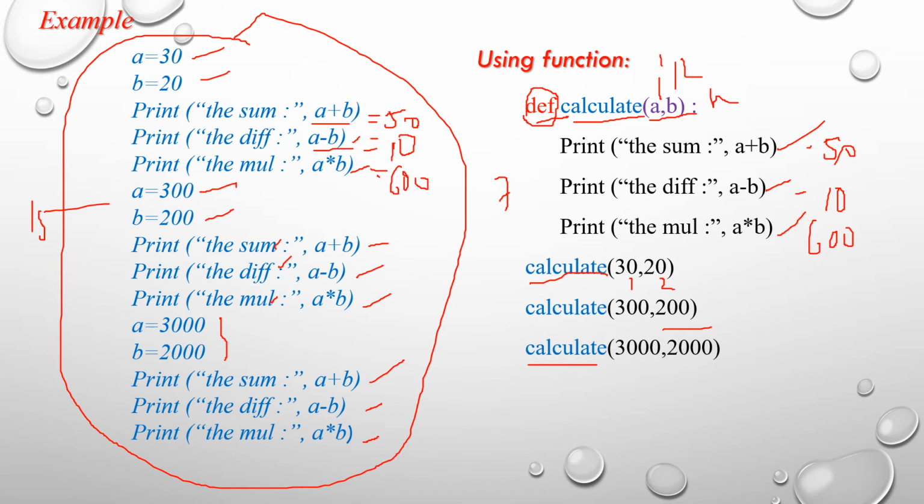The main advantage of the function is reusability. Whenever it is required, we can call the function. Once we define the function, this is the header and this is the body. Here this is the first function call, this is the second function call and this is the third function call. So multiple times we can call the function.